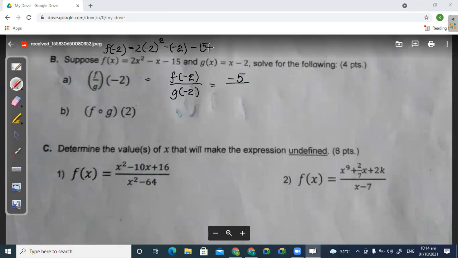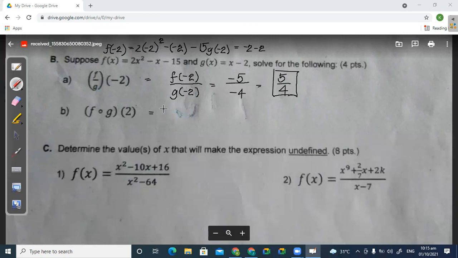Over g of negative 2. So, dito naman, g of negative 2, that is nothing but negative 2 minus 2, negative 4. So, this is negative divided by negative, that's positive. So, 5/4.